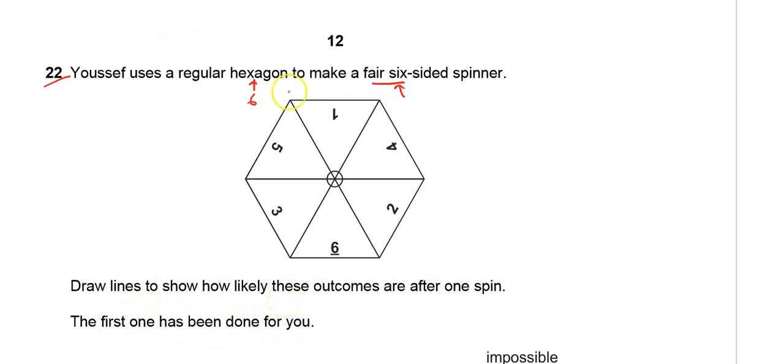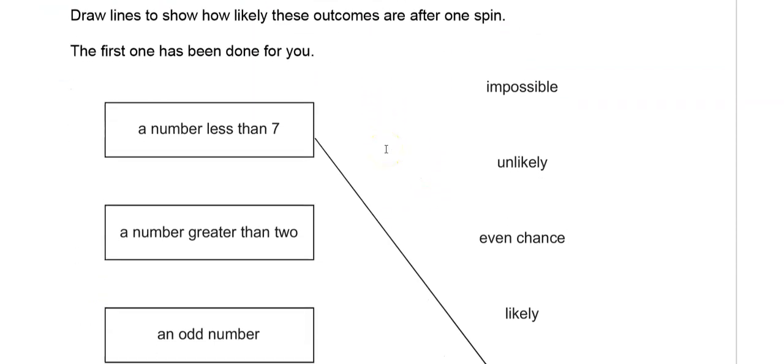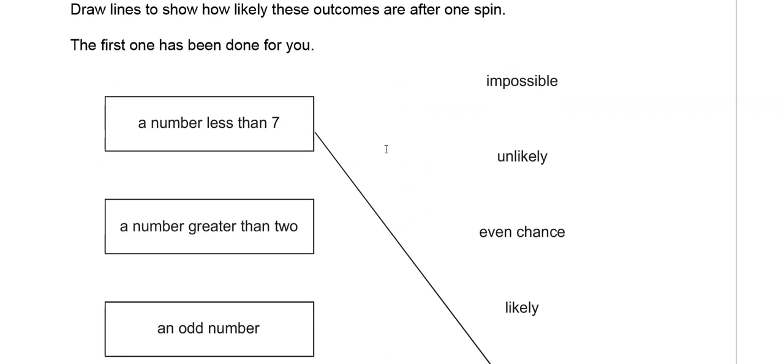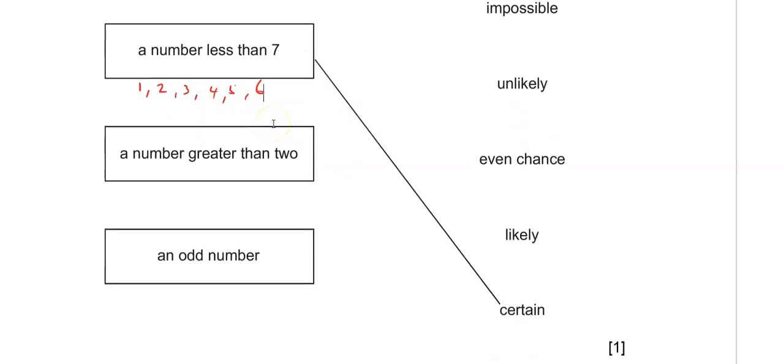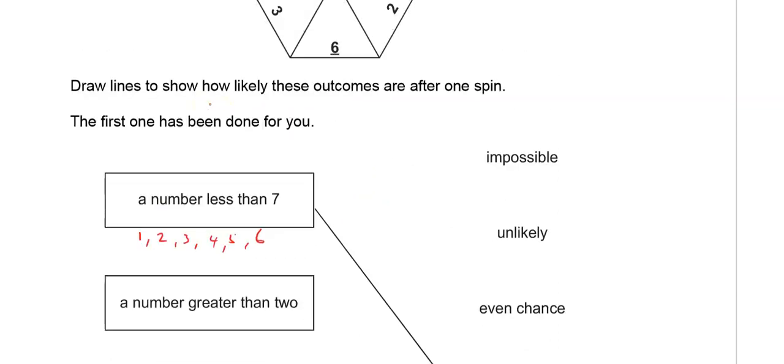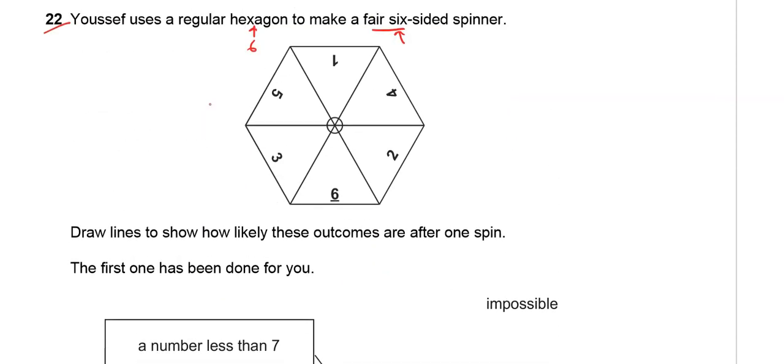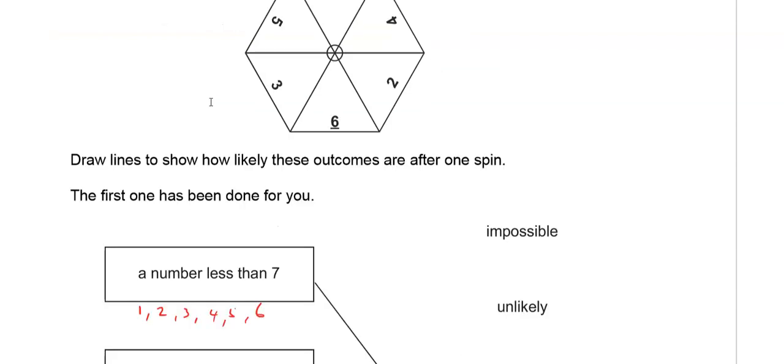So it is from number 1 to number 6, evenly distributed. The first one has been done for you. So a number less than 7 could be 1, 2, 3, 4, 5, 6. All of them are less than 7. So this is certain because the spinner has all these numbers. When you spin once, a number less than 7 will be certain.